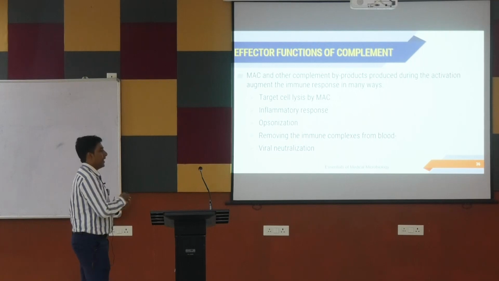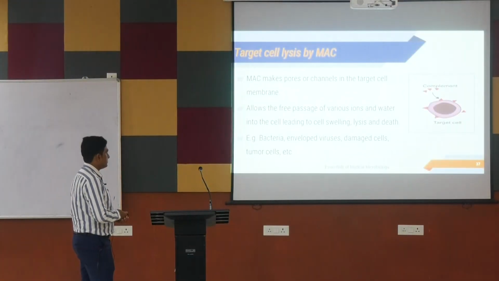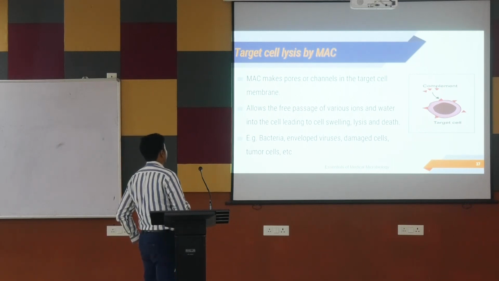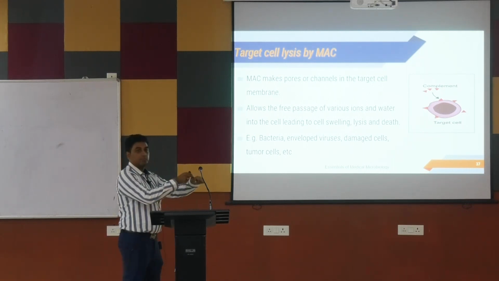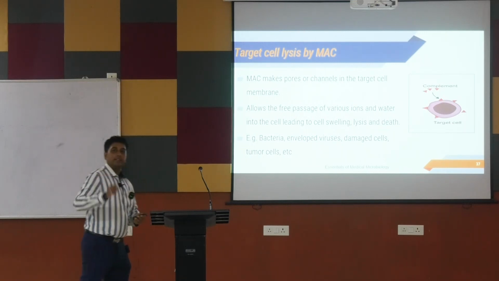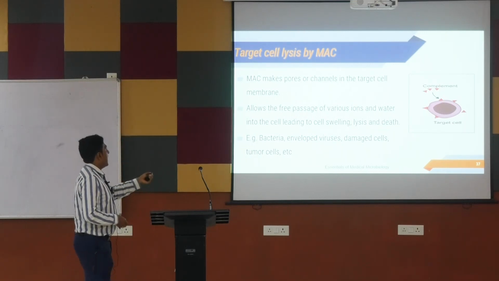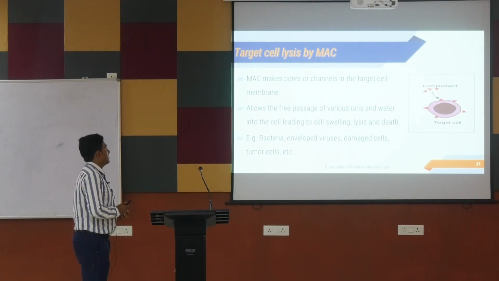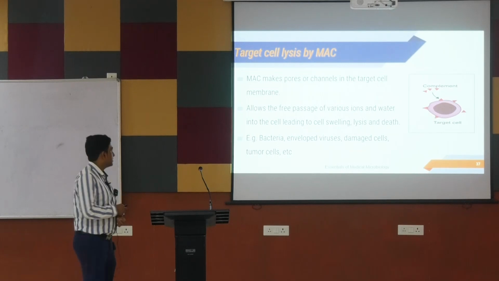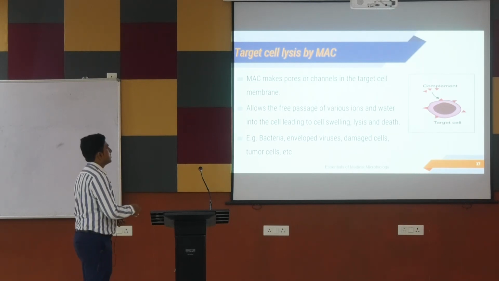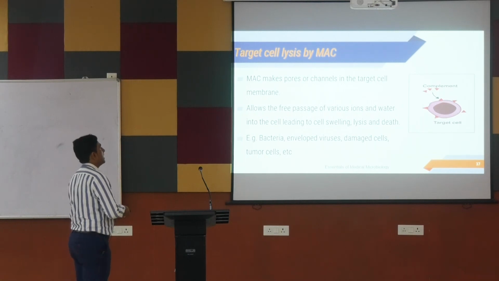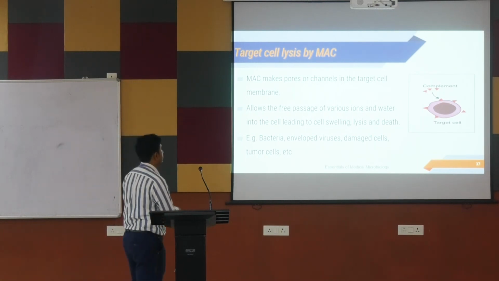This membrane attack complex makes pores or channels in the target cell membrane, target cell এ pores বা ছিদ্র তৈরি করছে, which allows the free passage of various ions and water into the cell. সেলের ভিতরে নানা রকম আয়ন আর ওয়াটার ঢুকছে, leading to cell swelling, lysis and death. Example, bacteria, enveloped viruses, damaged cells, tumor cells, etc.